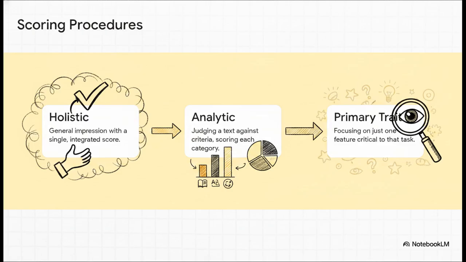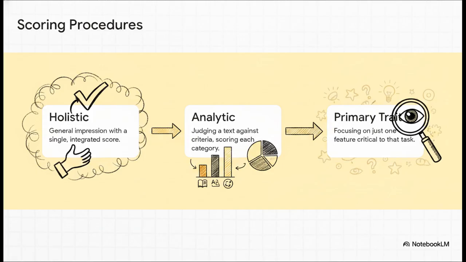Once you've got that valid, reliable test, you have to decide how you're actually going to score it. This brings us to criterion reference strategies. First is holistic scoring. It's easy, but it lacks diagnostic feedback. A teacher reads an essay, gives it an 85 out of 100 based on their overall impression, and moves on. It's fast, but as a student, you have no idea why you got an 85.